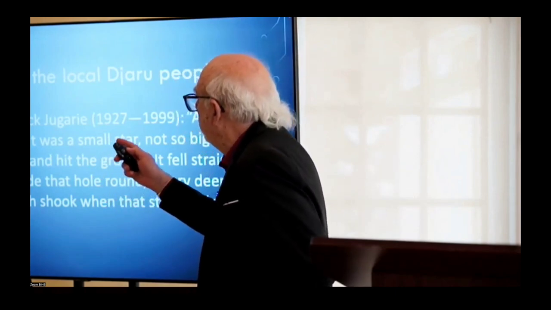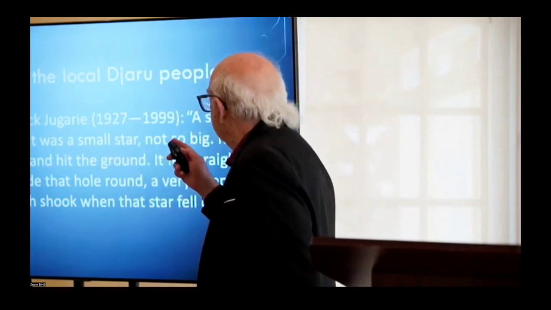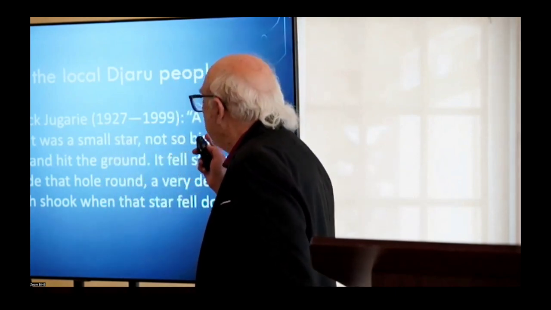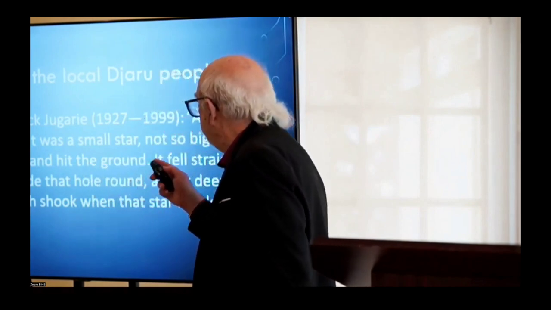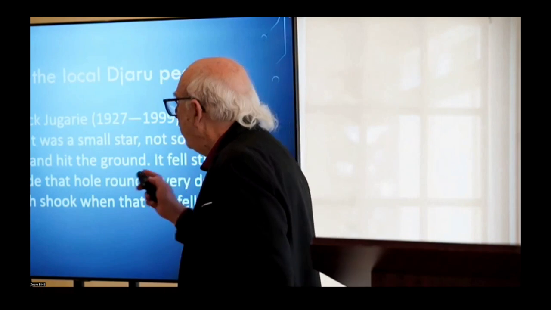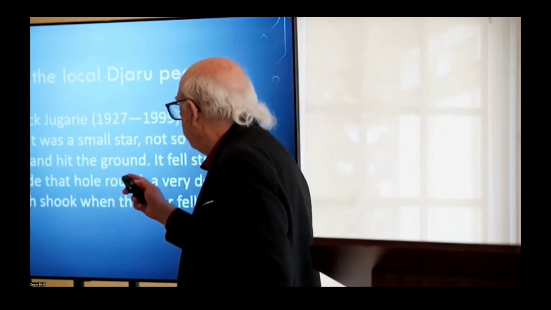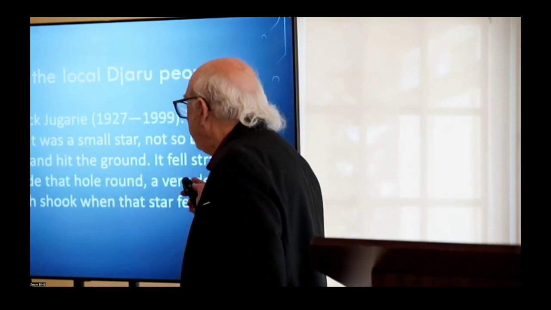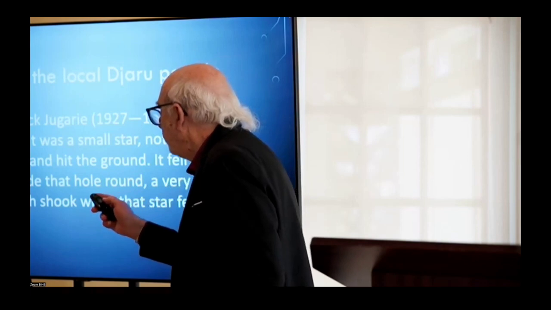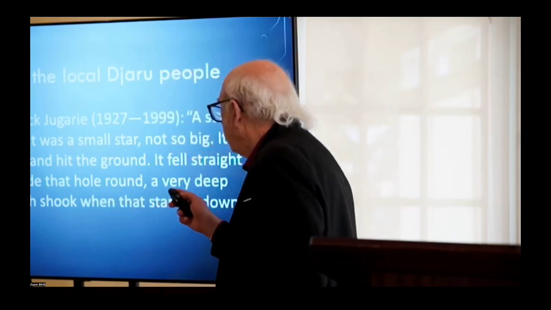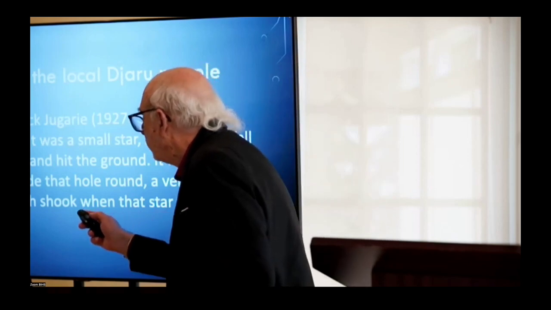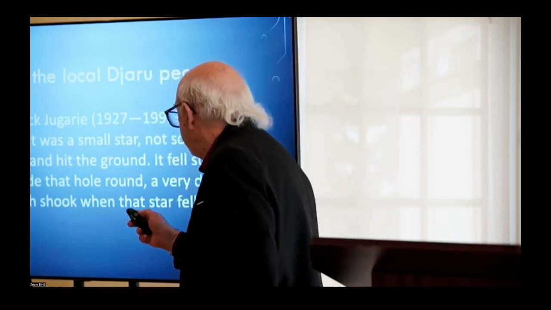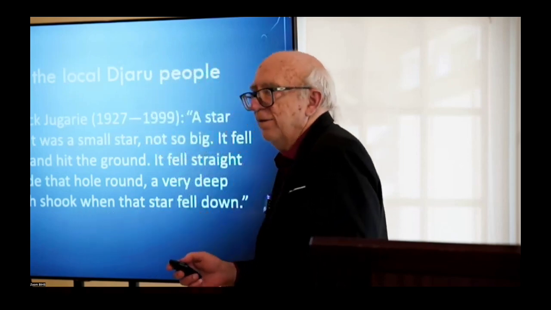A Jaru tribal elder reported a star fell down. It was a small star, not so big. It fell straight down and hit the ground. It fell straight down and made that whole ground very deep. The earth shook when that star fell down.